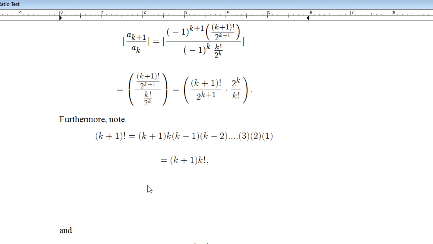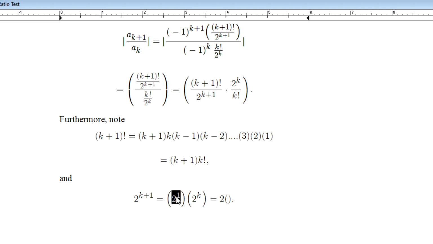But let's also note, for this quantity 2 to the k plus 1, one way that it can be simplified is by realizing that this sum of k and 1 in the power is a result of multiplying 2 times the quantity 2 to the kth power, right? The product here involves two powers: 2 to the first times 2 to the kth.